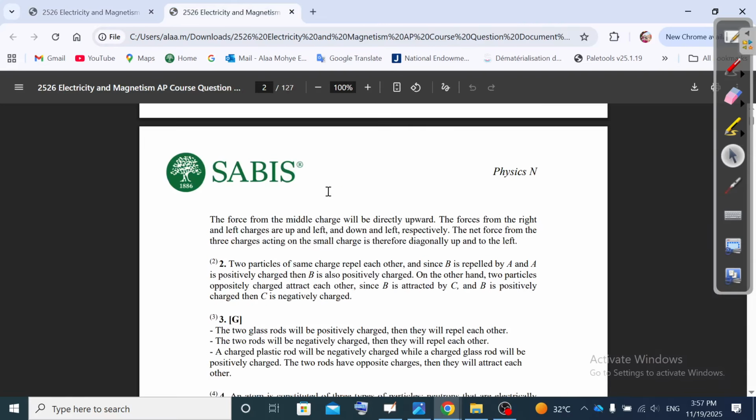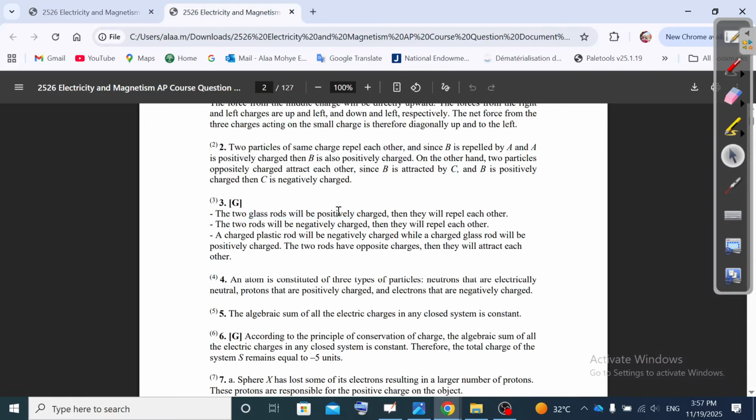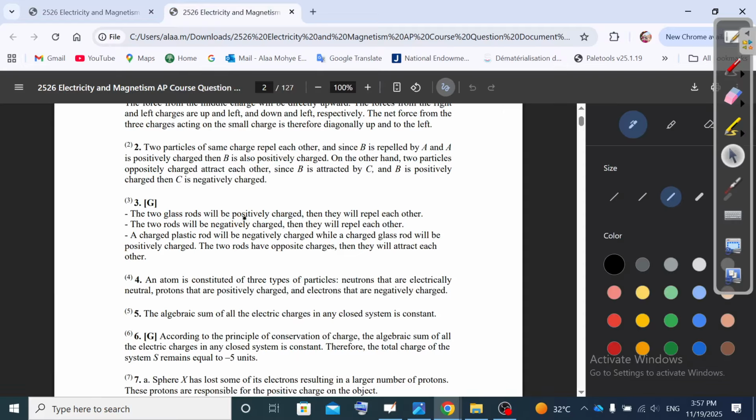So if I show you now the marking scheme here, two glass rods will be positively charged, as you can see, positively charged, repel each other. Two rods will be negatively charged, repel, and a charged plastic rod will be negatively charged. Charged glass rod will be positively charged. Two rods have opposite charges, attract each other.